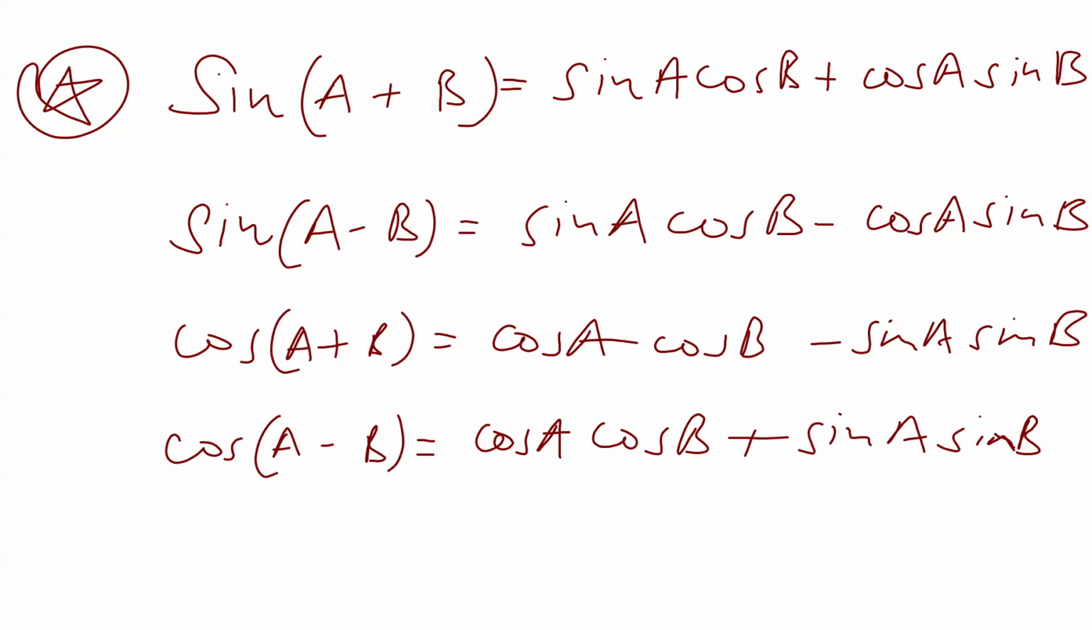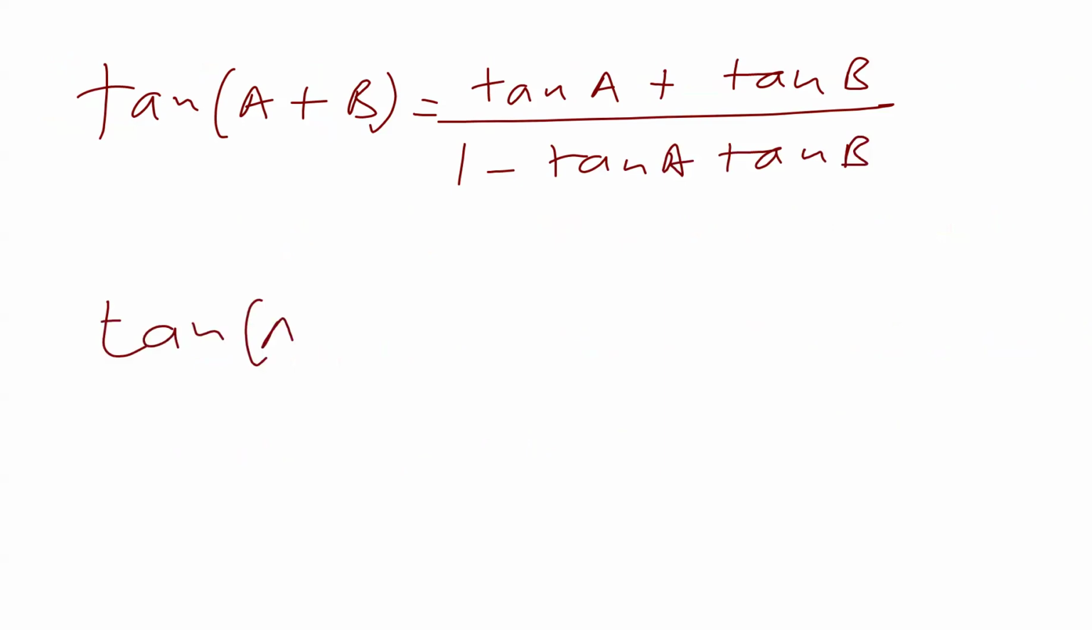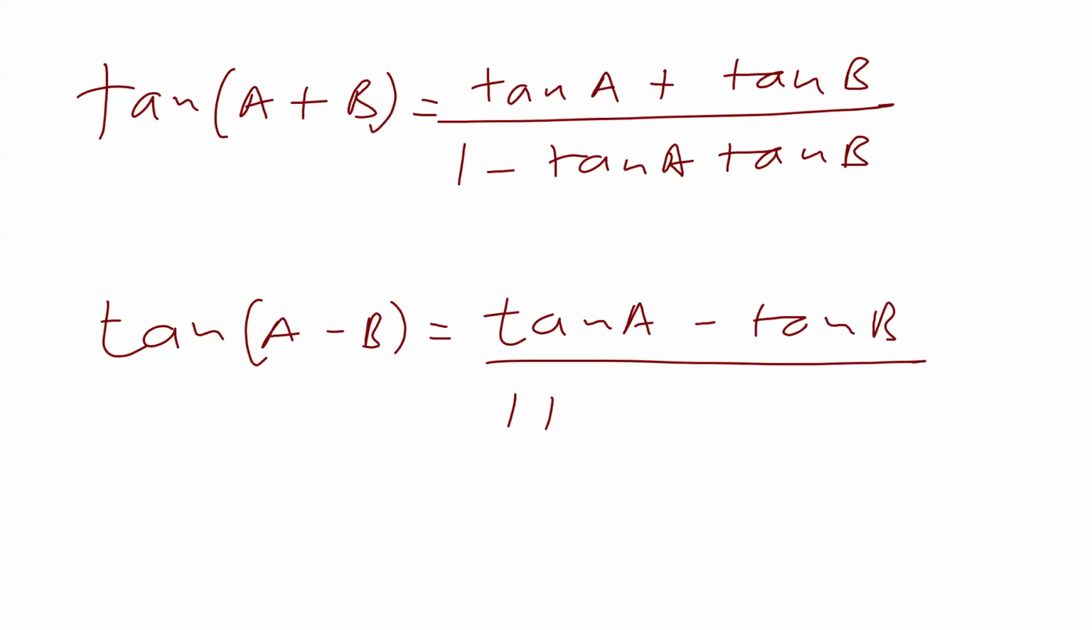Two more compound angle formulae. Tan A plus B is tan A plus tan B upon 1 minus tan A tan B, and tan A minus B is equal to tan A minus tan B upon 1 plus tan A tan B. Okay.